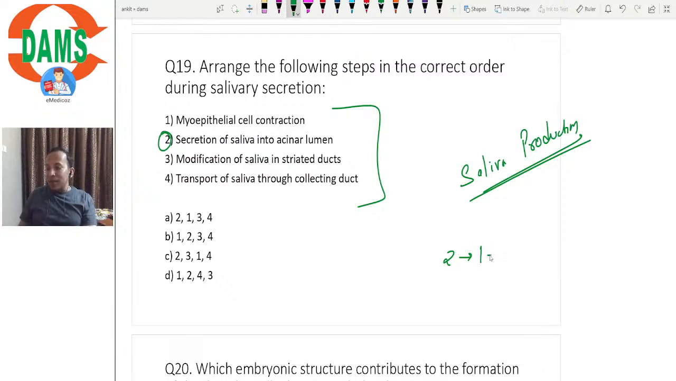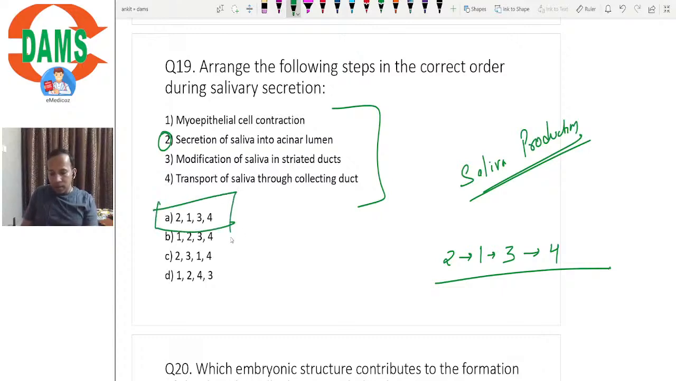Once it reaches the striated duct, then what will happen? Then the modification of saliva will take place, isn't it? Sodium and chloride will be reabsorbed and potassium and bicarbonate will be secreted into the saliva, isn't it? So potassium और bicarbonate secrete हो गए, तो modification हो गया saliva का. And once saliva is modified within the striated duct, then it will move into the collecting ducts, from where it will move into the excretory duct. So collecting ducts basically are part of the excretory duct itself, right? So correct sequence क्या होगी? 2 1 3 4. That is option A.